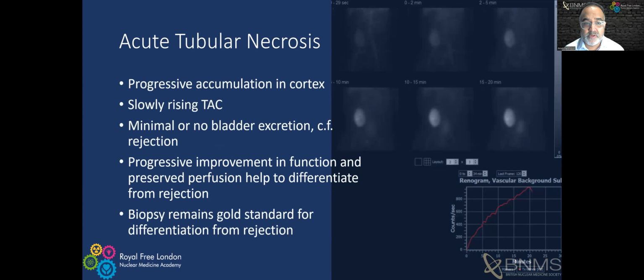With acute tubular necrosis, you get progressive accumulation of tracer within the cortex, and sometimes we get a picture of a slowly rising time activity curve with minimal or no bladder excretion. It's worth remembering that this is different from rejection, where you will often see some excretion into the urinary tract, and the progressive improvement in function and preserved perfusion help us to differentiate ATN from rejection. But it's often difficult to differentiate, and biopsy remains the gold standard for differentiation from rejection.